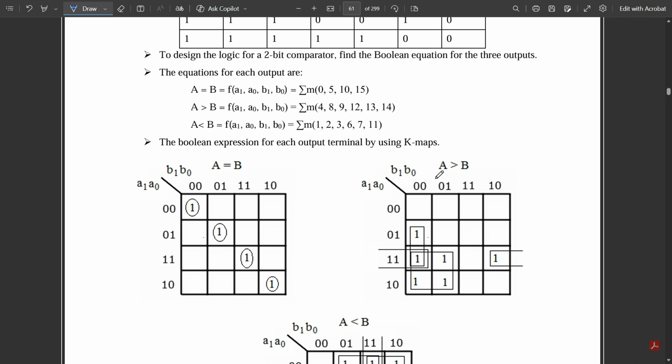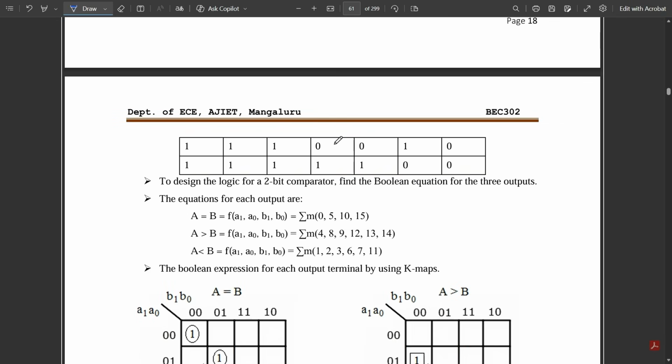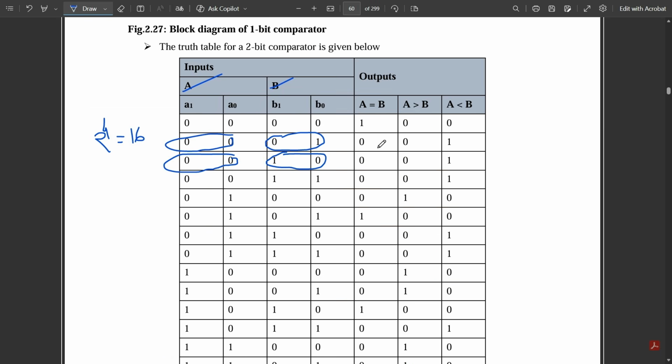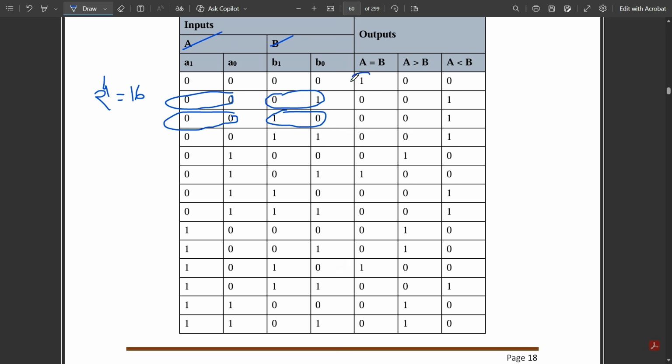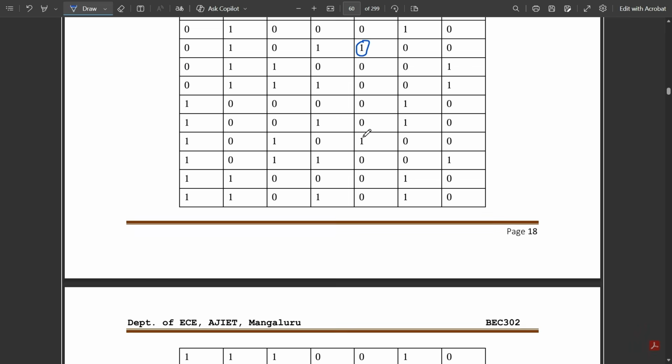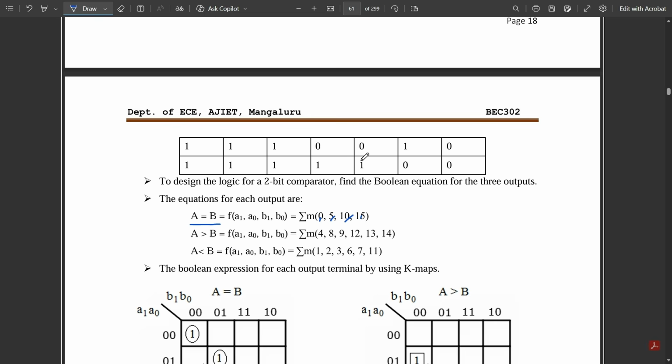Now the same thing, the boolean expressions with respect to the outputs generated. So now to design the logic for the 2 bit comparator, find the boolean equation for the three outputs generated. The three equations for each output are: first is for A equal to B, that is, you should be doing the summation of minterms wherever the outputs are high, that is 0, 5, 10, and 15. That is, first it is high in the 0th position, then in the 5th position, the value of 0101, so that is 5, right? And then next is the 10th position, and next is the 15th position.